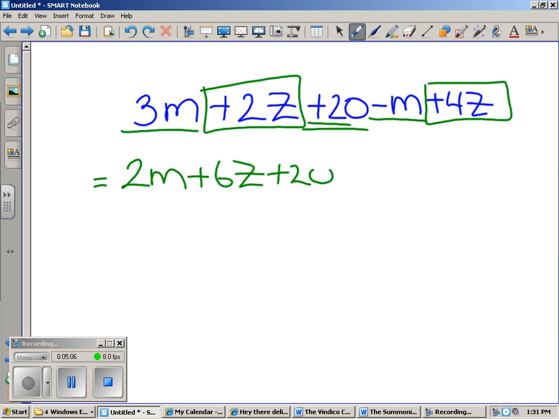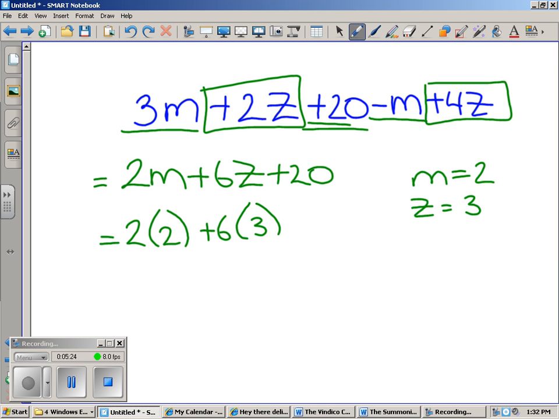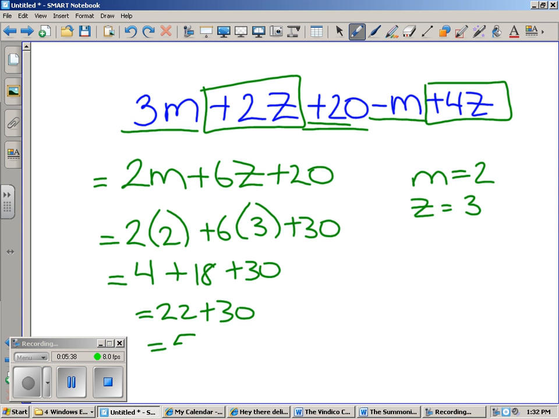So that would be the answer up to this step, but then you'd look over to the right and it says, okay, m is going to be equal to 2, and z is going to be equal to 3. Once you know that, you just substitute it into your equation. So this would be 2 times 2 plus 6 times 3 plus 20. Doing your multiplication, that's 4, that's 18, that's 30. 22 plus 30 equals 52.